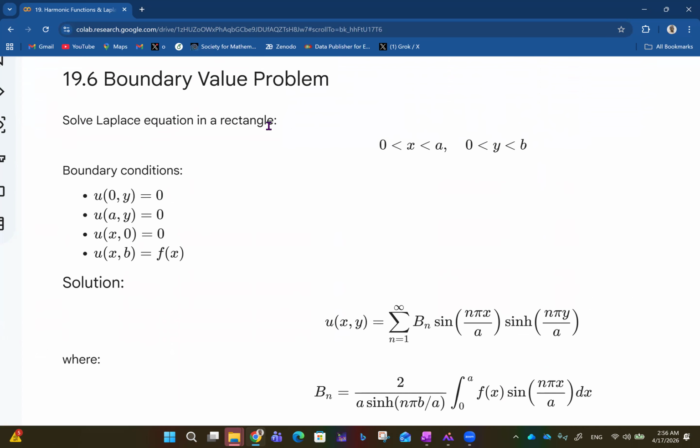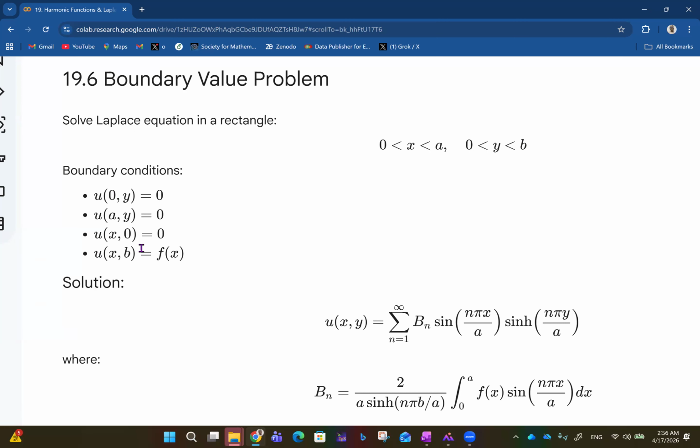So solve Laplace equation in a rectangle, that is x lying between 0 and a and y lying between 0 and b. So for boundary conditions, now you have u of 0 comma y is 0, u of a comma y is 0, u of x comma 0 is 0, and u of x comma b is f of x. In fact, I'm sure I solved this particular kind of problem in one of those videos, either under numerical analysis or differential equations for boundary value problem.